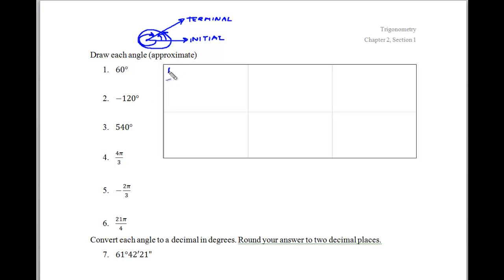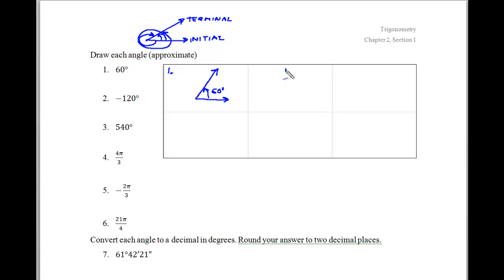So in problem number 1, we will approximate a 60-degree angle from the initial side of 0 degrees. We'll take it to close to 90, as we did this on our special triangles. We did 30, 45, 60 degrees, then 90. So this is an approximate of 60 degrees right there from the initial to the terminal side.